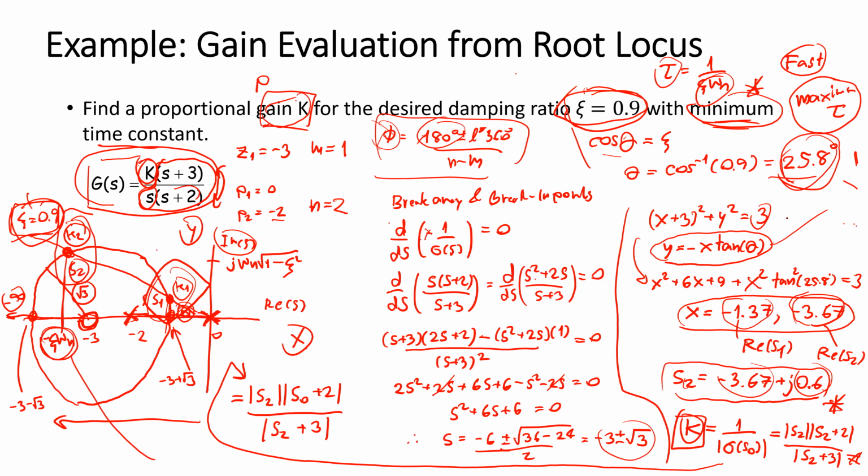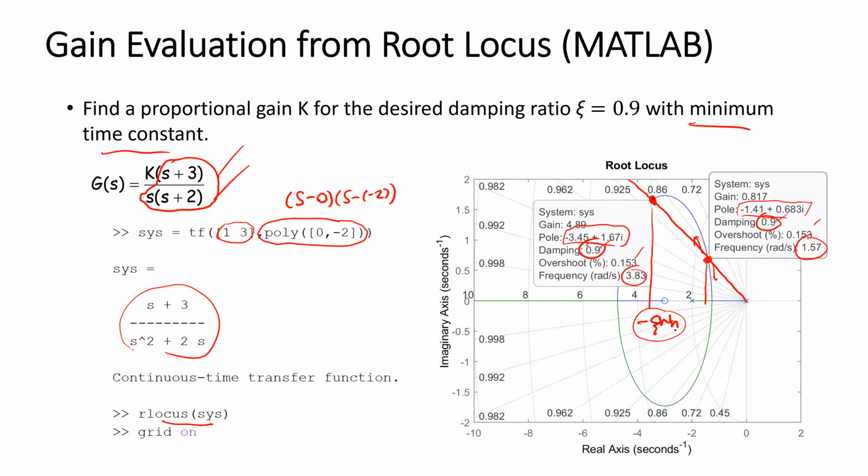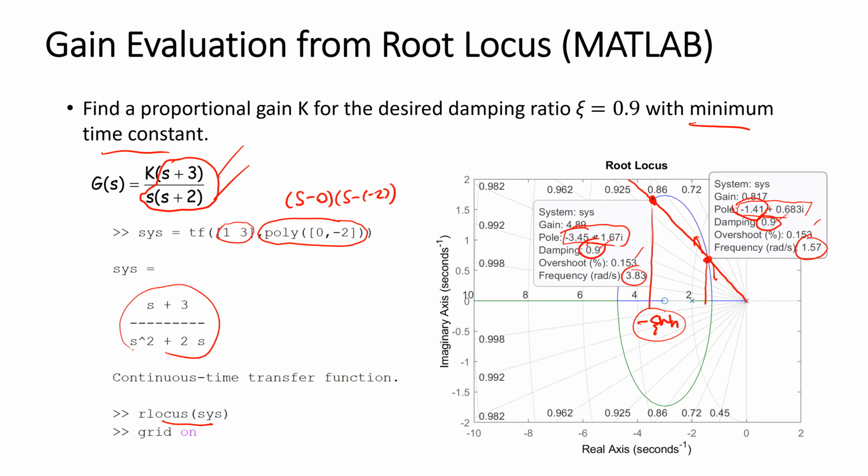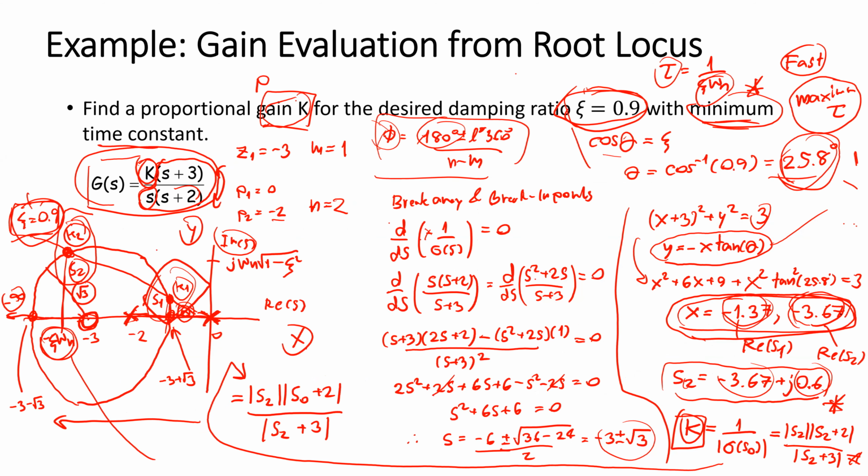The location of the pole compared to this one is slightly different. You see, minus 1.41 compared to minus 1.37, minus 3.45, minus 3.67.